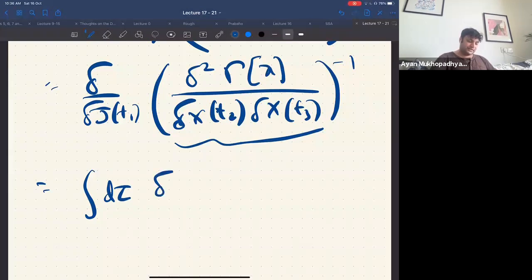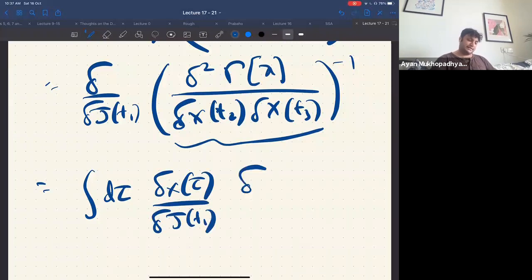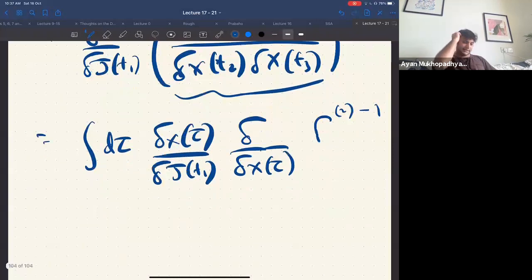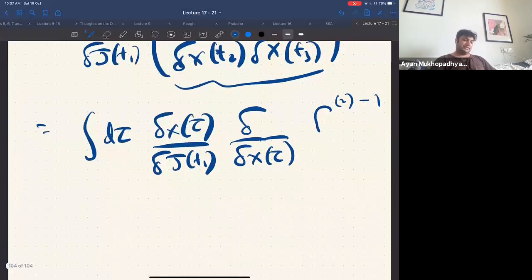So first I should do it delta by delta xt1, delta by delta x tau by delta jt1 times delta by delta x tau. Now I can call this gamma 2 inverse. Okay, this is gamma 2 inverse, this delta by delta x tau of that. Now I can use this trick to do the computation.